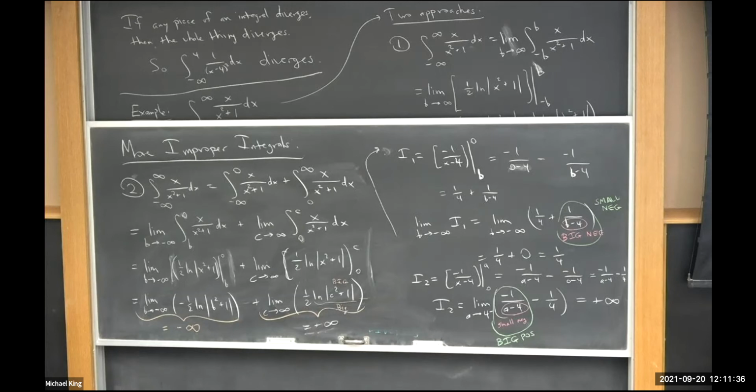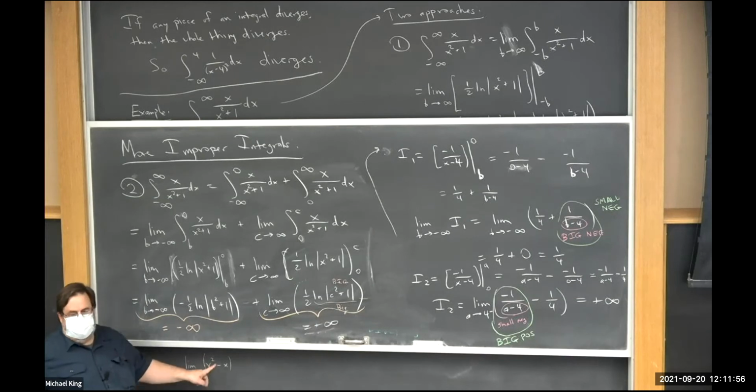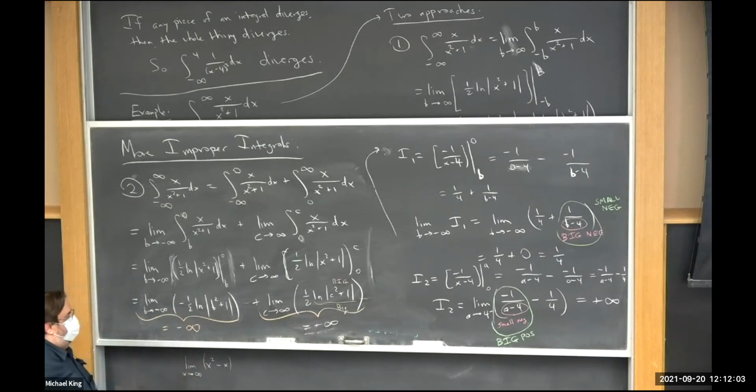Yeah, I could certainly show you examples. Like, what about the limit as x goes to infinity of x squared minus x? That is infinity minus infinity. But x squared goes faster than x, so that's not 0, that limit's also infinity. I think also the principle I wrote up there: if any piece of an integral diverges, then the whole thing diverges.